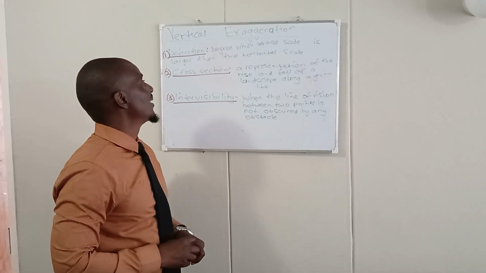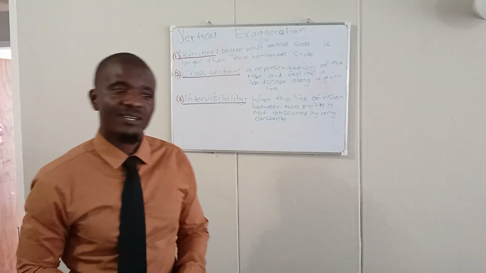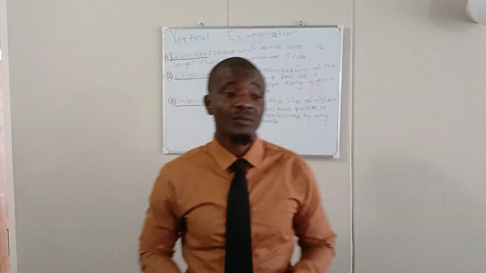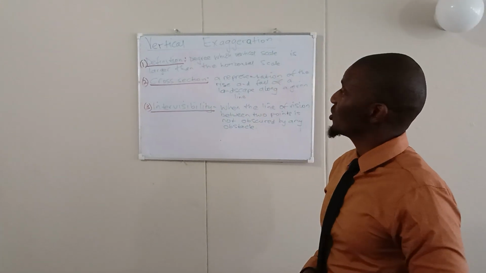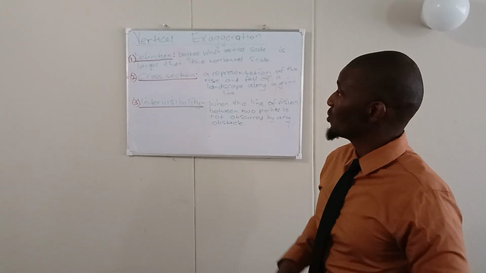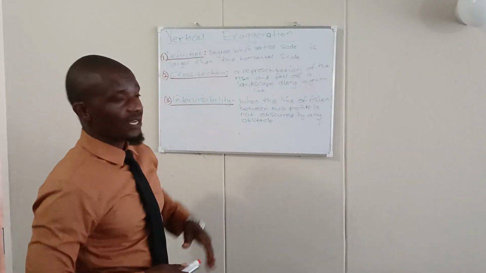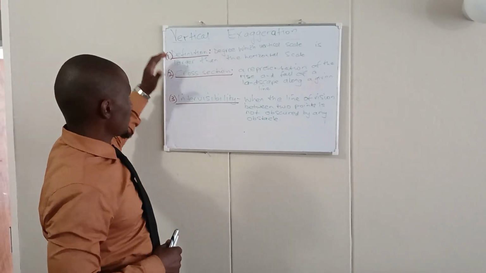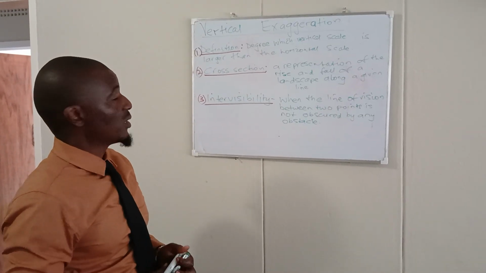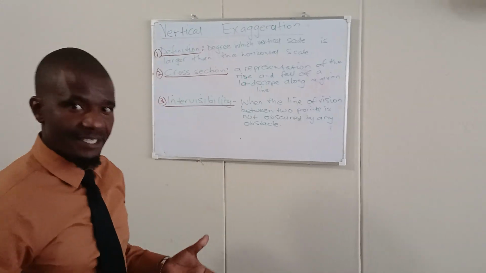Okay, good afternoon. Today I'm going to look at vertical exaggeration, which is one of the map calculations in FET geography. The first thing I'm going to do is start by defining the concepts related to vertical exaggeration. We are going to look at the definition of vertical exaggeration, what it is. We are also going to define cross-section. We are also going to define intervisibility.